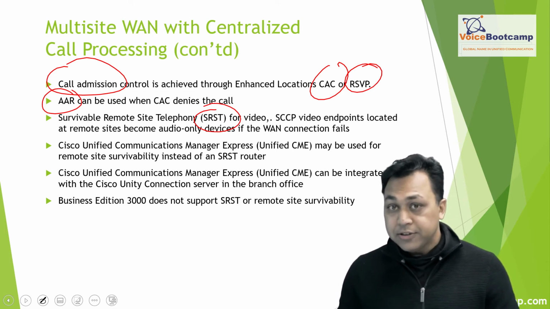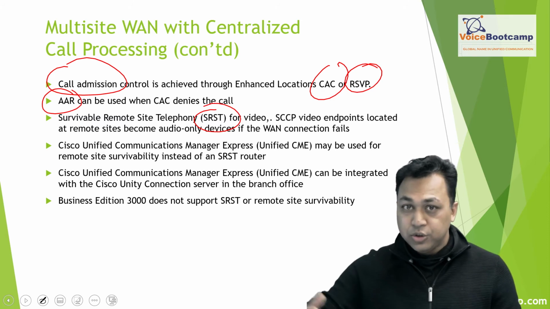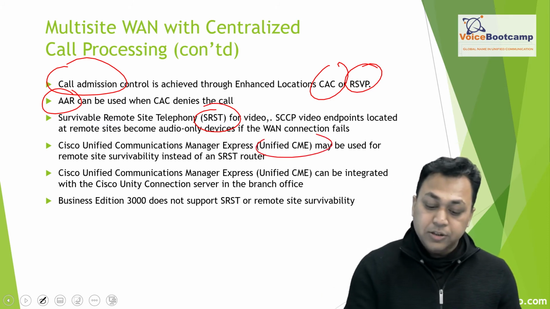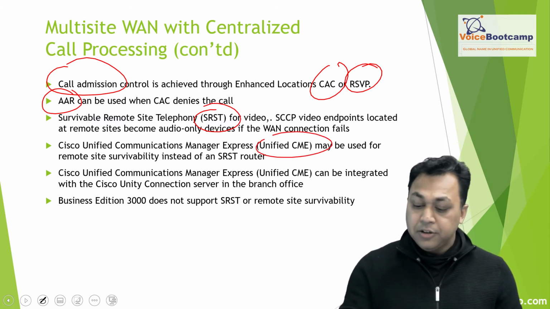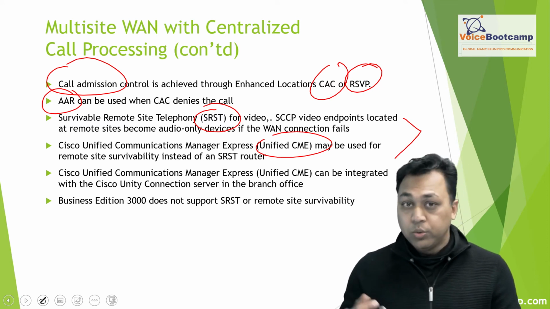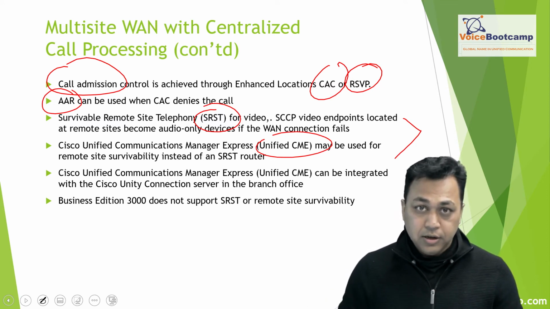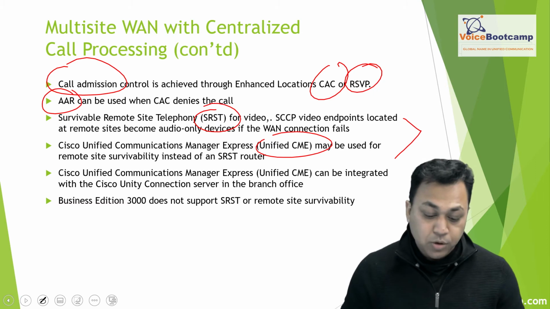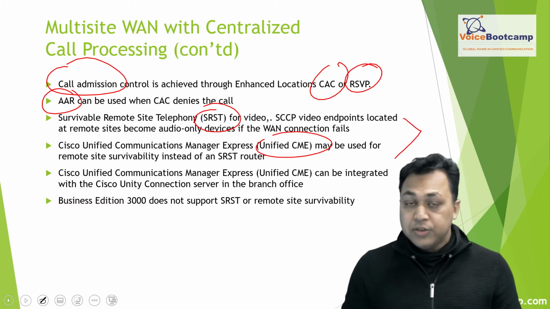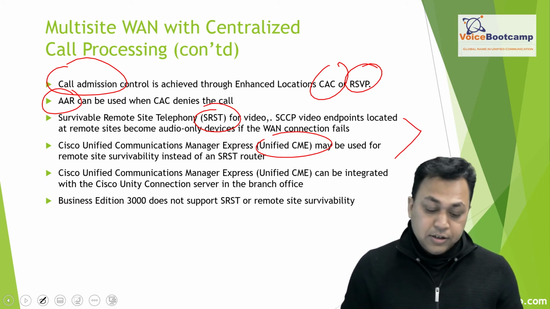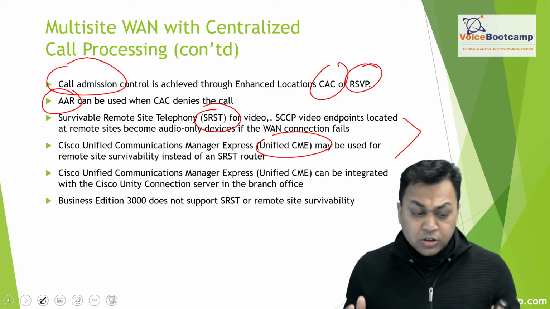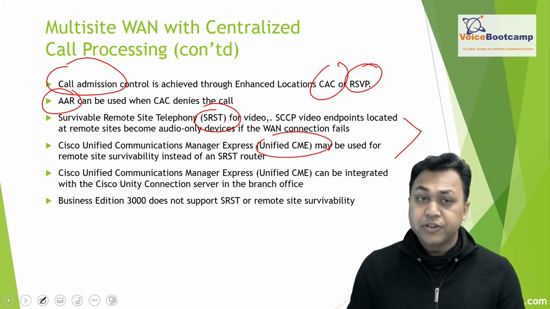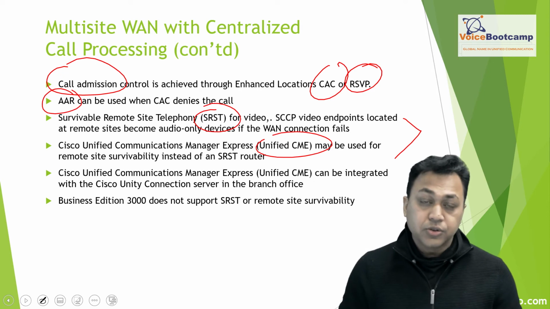Now you could use SRST, which is a license-based solution, or you can use Call Manager Express to achieve the same thing. There are differences between them, which we will talk about later in the subsequent courses in the CCNP module. So you could use CME or SRST. So again, multi-site WAN with centralized call processing. These are some of the features.